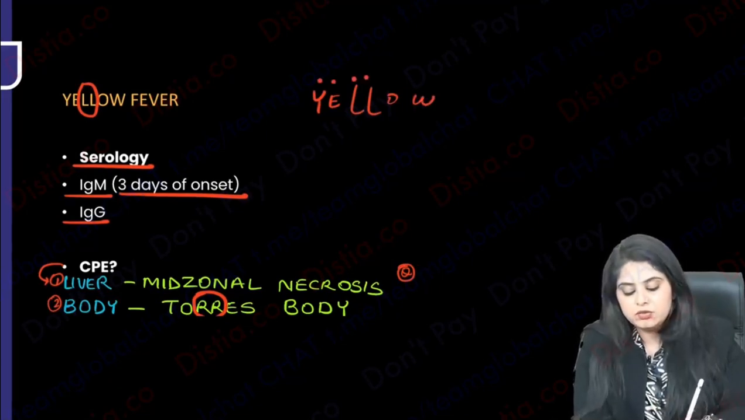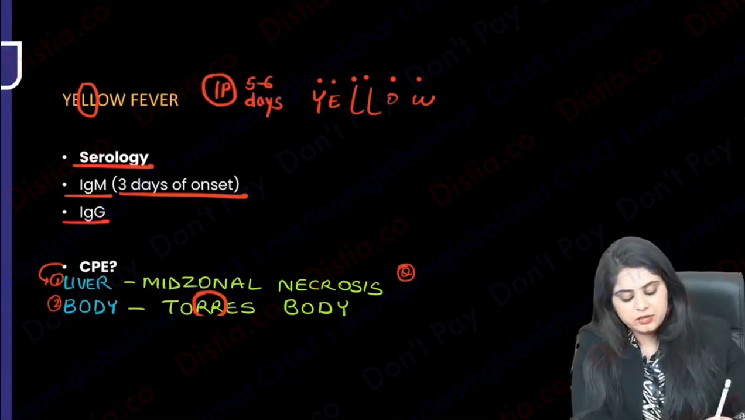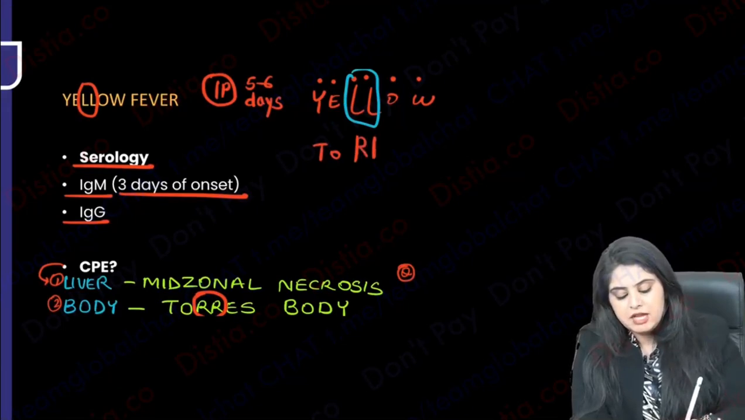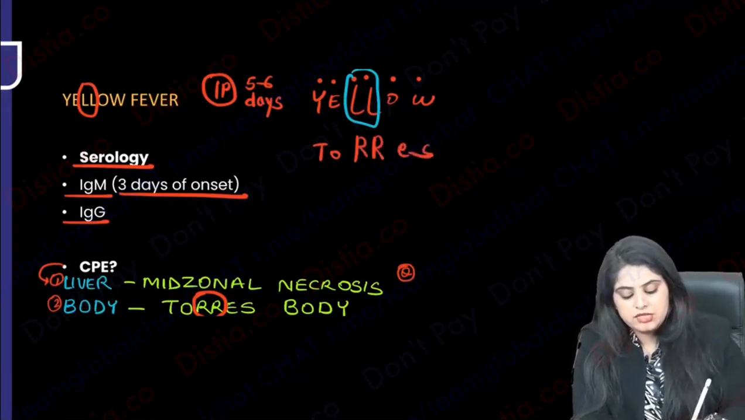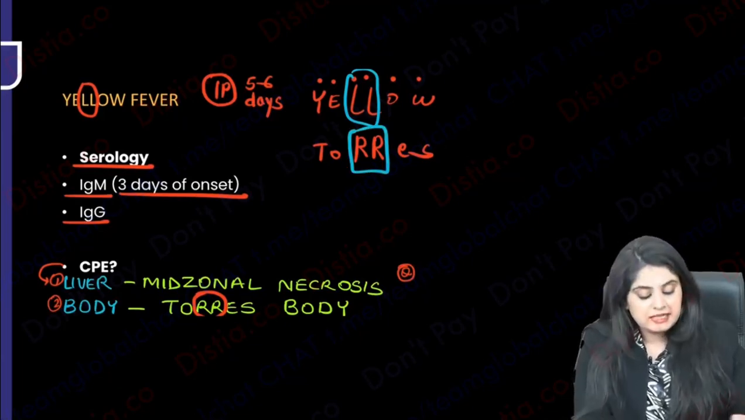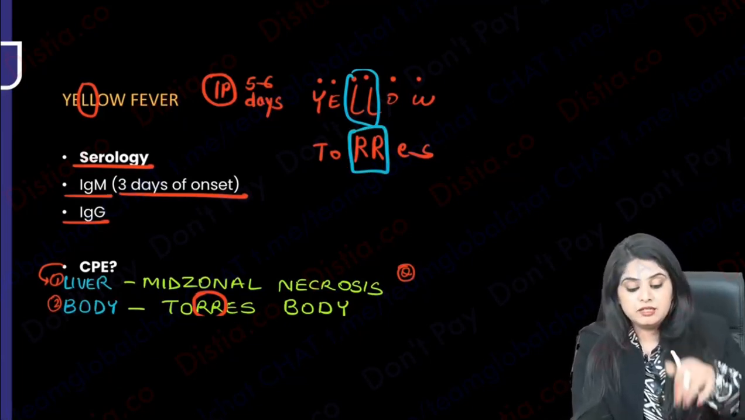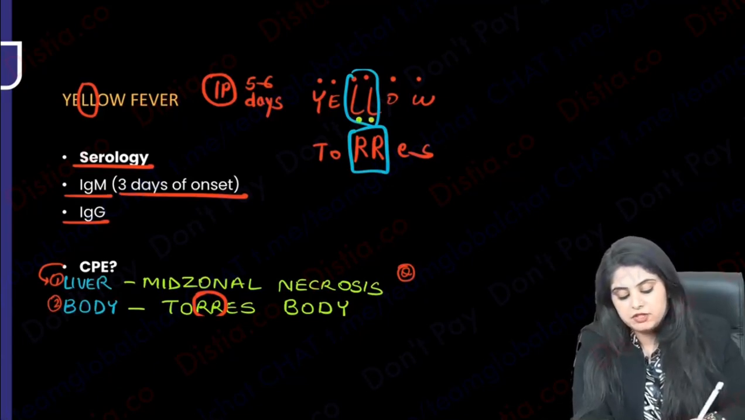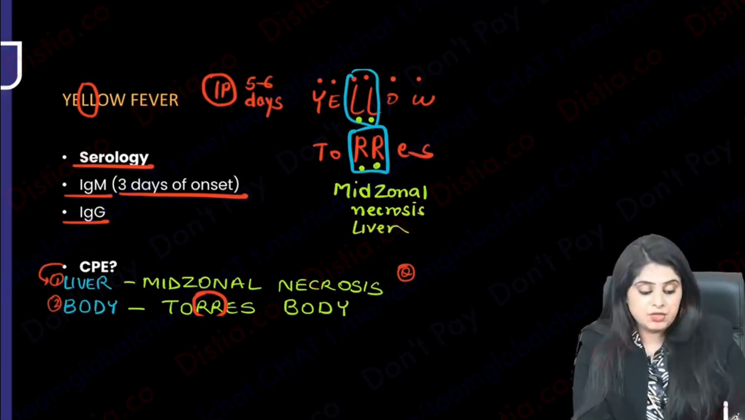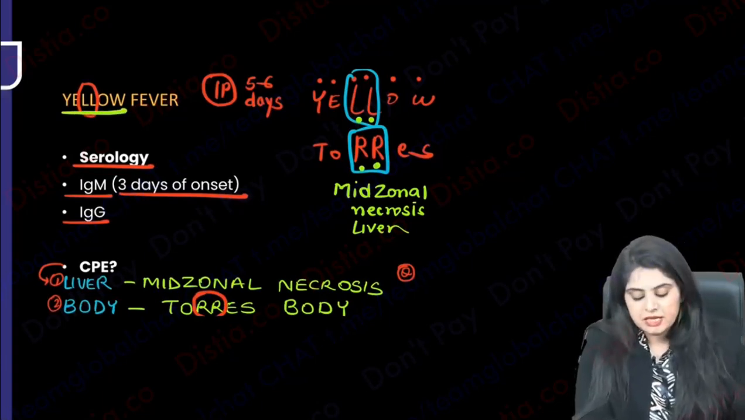Firstly, yellow, 1, 2, 3, 4, 5, 6. So it's going to be a 5 to 6 days incubation period. Next, I say that here we are talking about yellow fever. So the bodies that we are going to have are going to be the Torres bodies. And finally, after this, because I'm focusing so much on the center part of it, yellow fever, Torres bodies, it is going to result in a mid-zonal necrosis that happens in the liver, and that is why the patient has jaundice. That is yellow fever. I hope it is sorted.